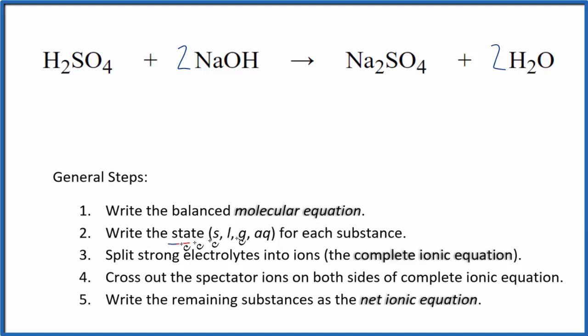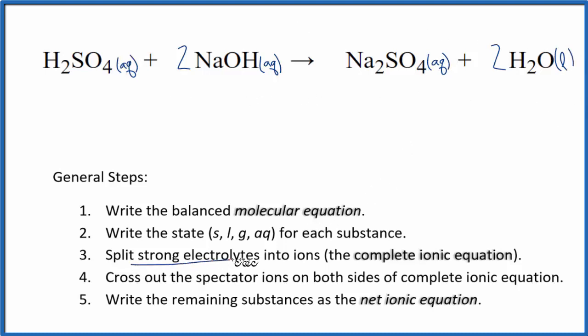Now we need to write the state for each substance. Sulfuric acid is a strong acid, and we're saying that it's going to dissociate into its ions. Sodium hydroxide is a strong base, that'll dissociate into its ions. And then we have a sulfate here. It's a sodium compound. Sodium compounds are very soluble. That should also dissociate, so it will be aqueous. Water is a liquid. So these are the states for each substance.